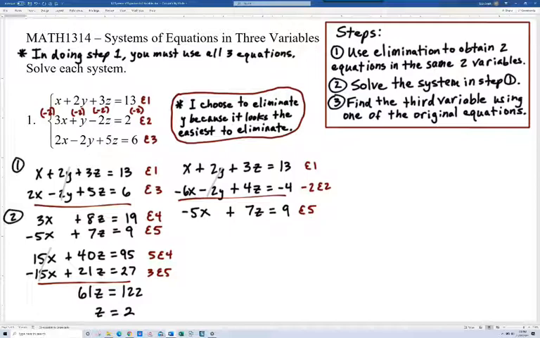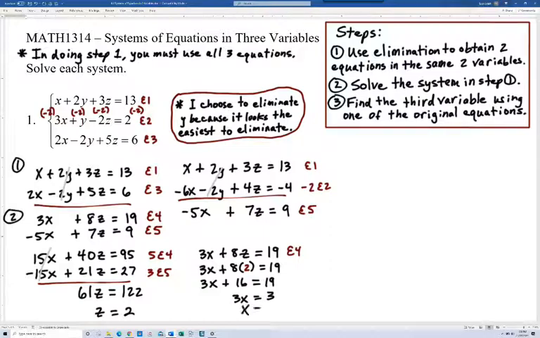Now you've got to be careful as you're doing this. You've got to keep track of things. Keep in mind we're trying to solve this system here. And so we just found z. We want to go back and find x next. And so I'm going to use equation 4 and plug in 2 for z. So we have 3x plus 8 times 2 is equal to 19. And so that's 3x plus 16 equals 19. And I'll subtract 16 on both sides, and you get 3x is equal to 3, which means x is 1.